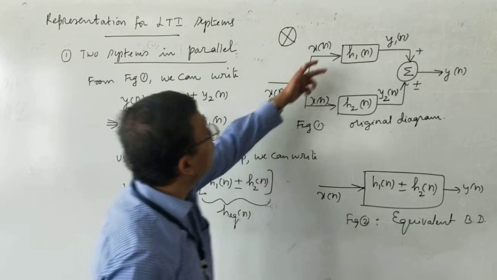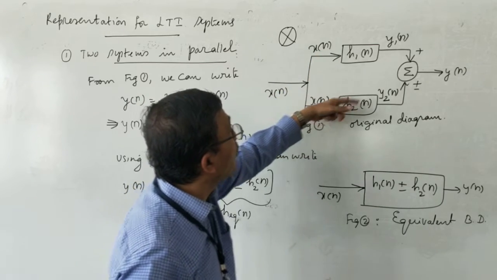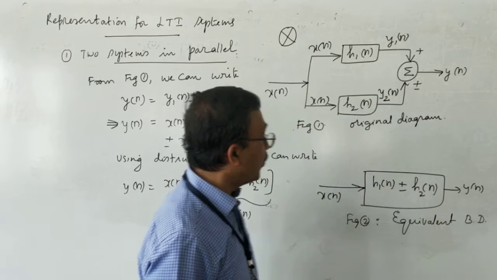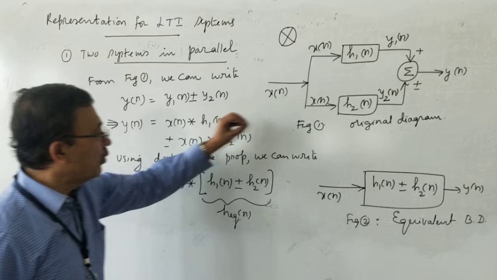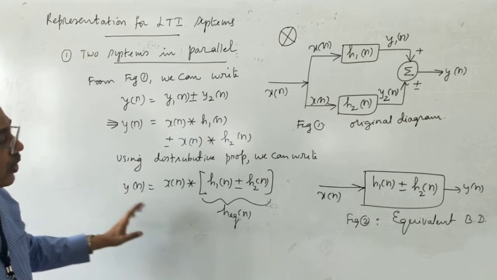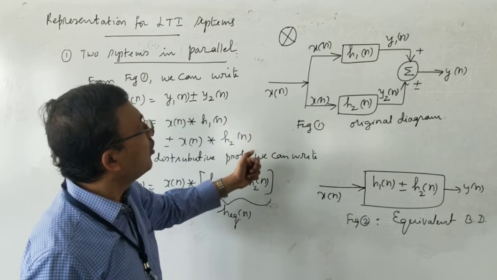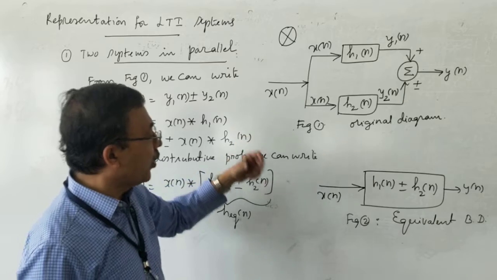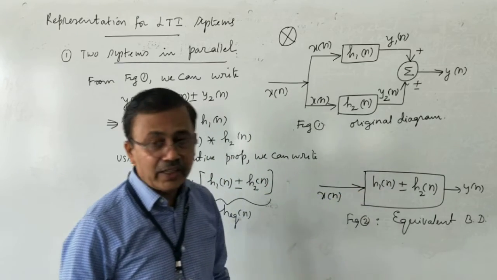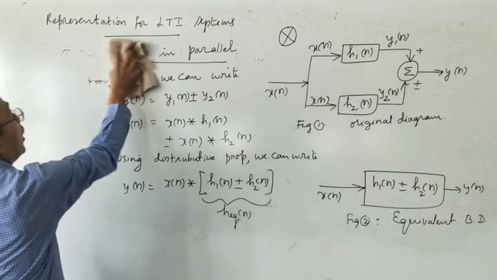If you have two LTI systems in parallel, then the impulse responses are added with proper polarities to give H1 of N plus minus H2 of N. For doing this derivation, I have used the distributive property of the convolution sum. Even though this derivation is done for a discrete time system, it is applicable even for a continuous time system. Only thing is, instead N should be replaced by T. Next we will proceed to two systems in cascade.